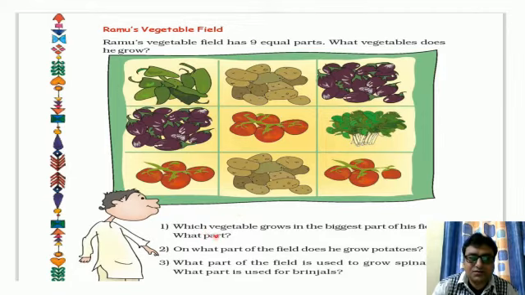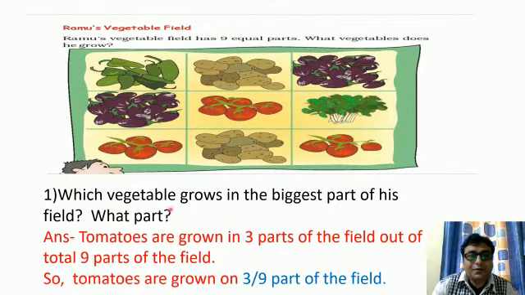We have to answer these questions. Which vegetable grows in the biggest part of his field and what part? Next is, on what part of the field does he grow potatoes and what part of the field is used to grow spinach? What part is used for brinjal? So let us start with the first question. Which vegetable grows in the biggest part of his field and what part? There are two questions, okay?